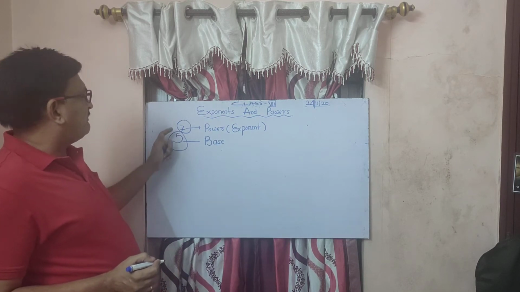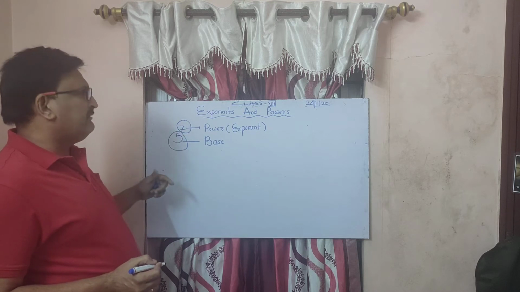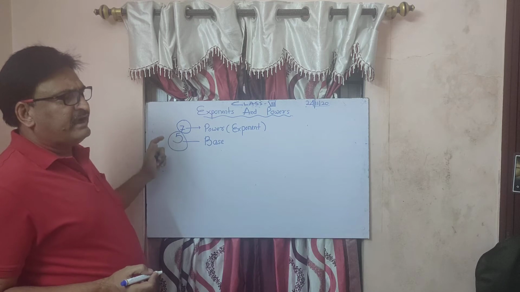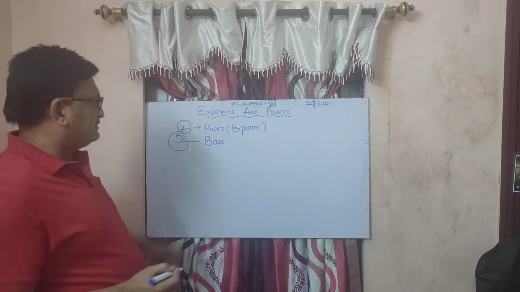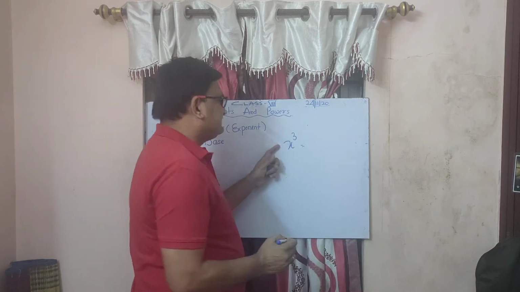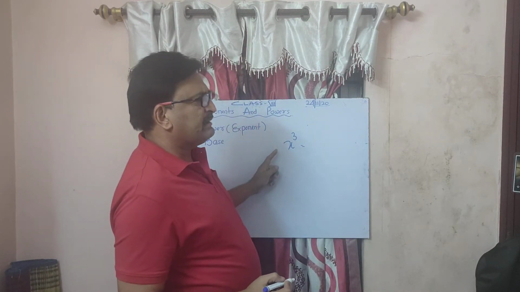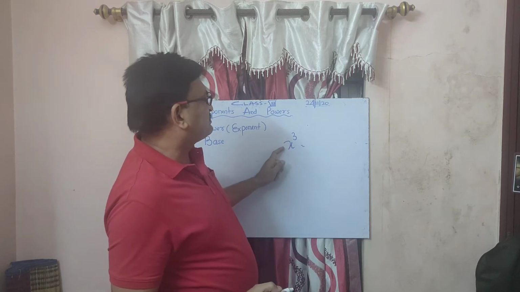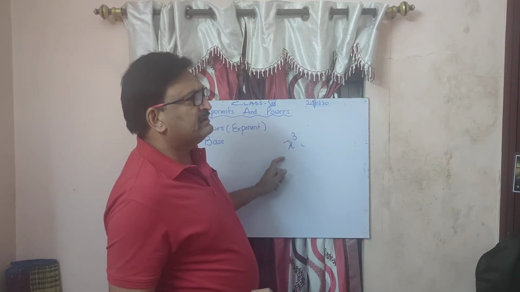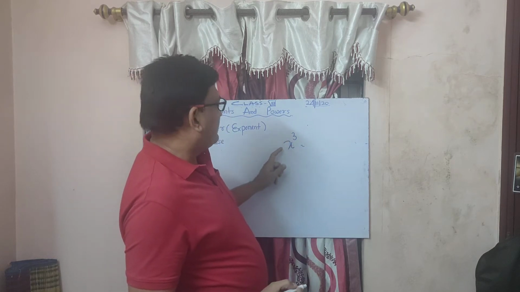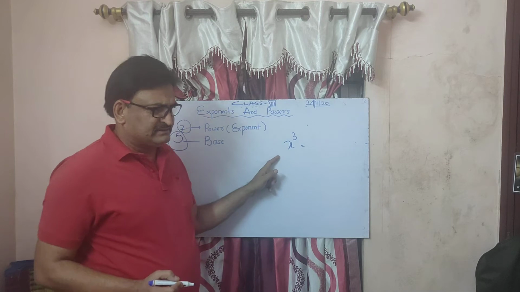5 to the power 7, sometimes 5 raised to 7. x raised to 3, or sometimes you can call it x cube, x to the power 3. Here 3 is the exponent or power and x is the base.